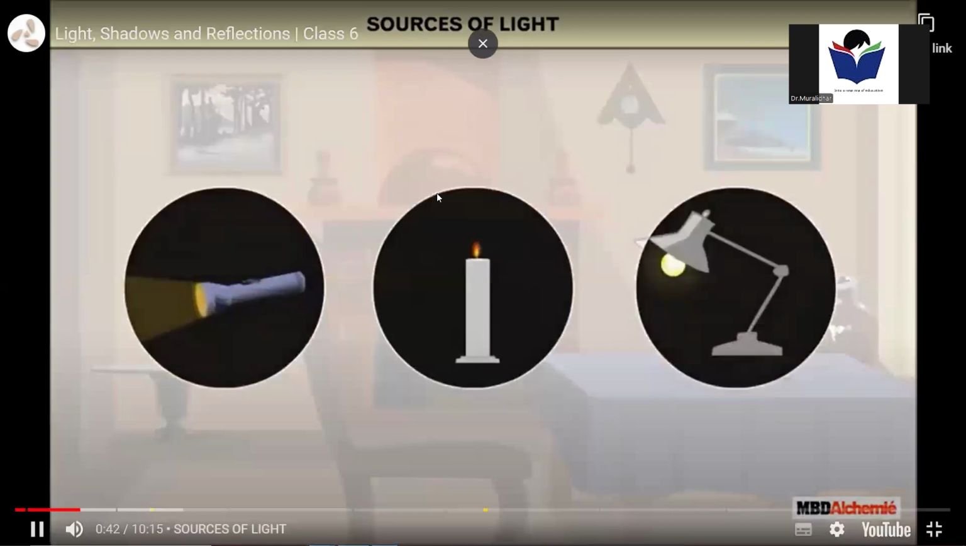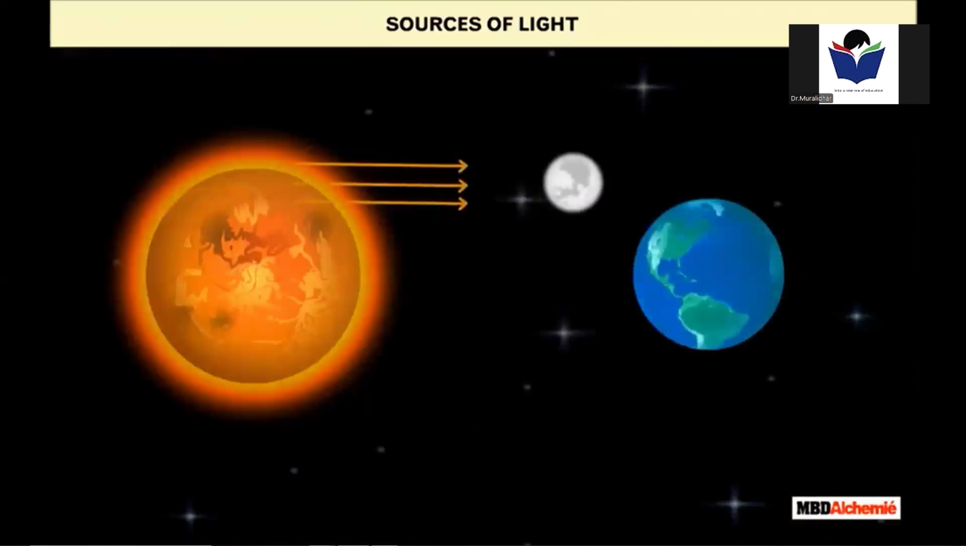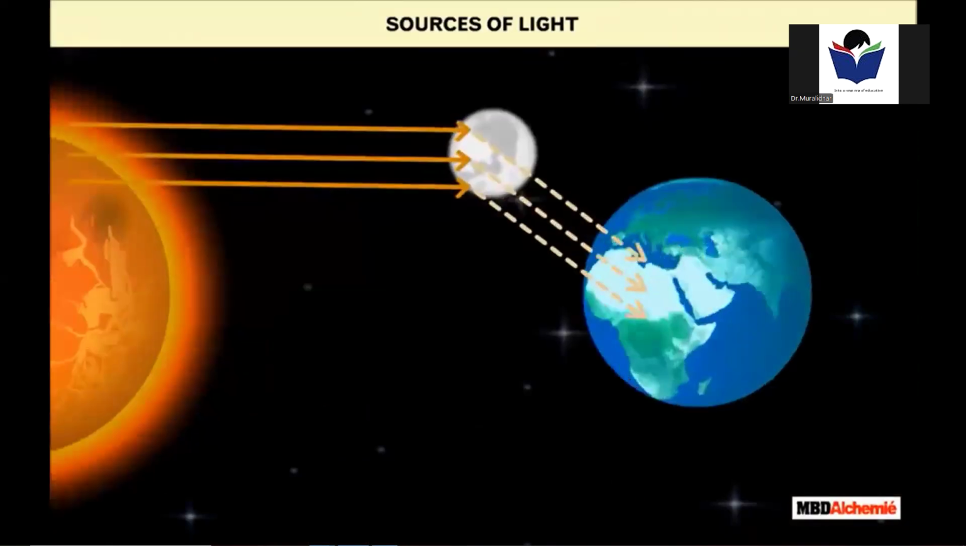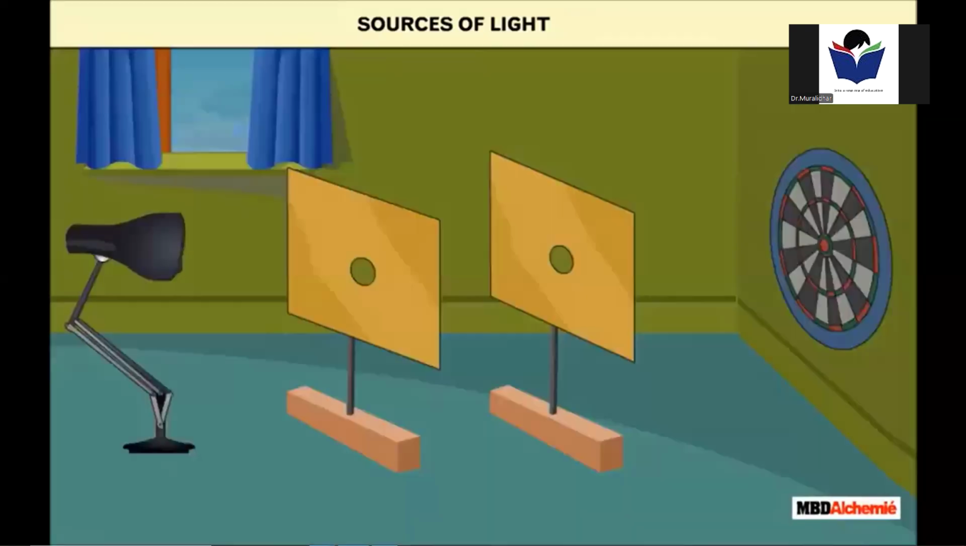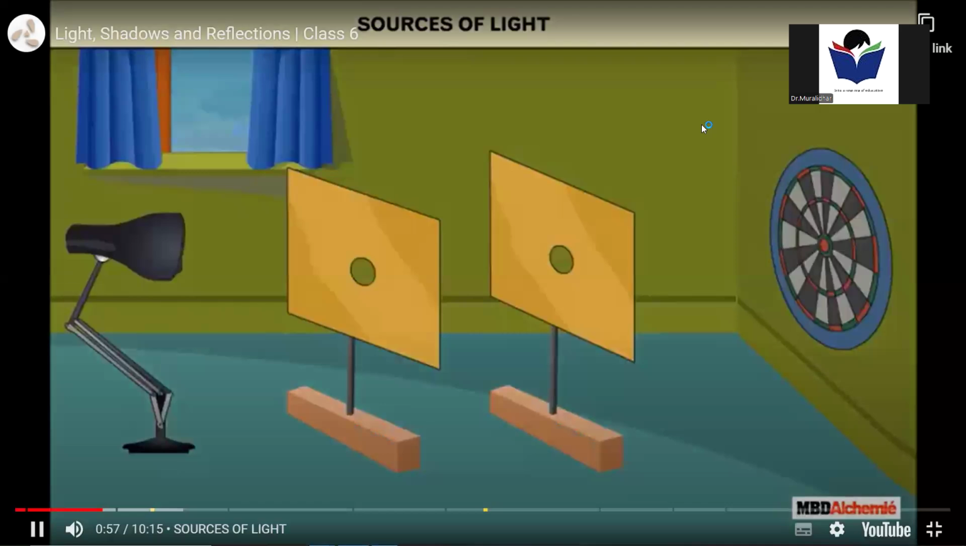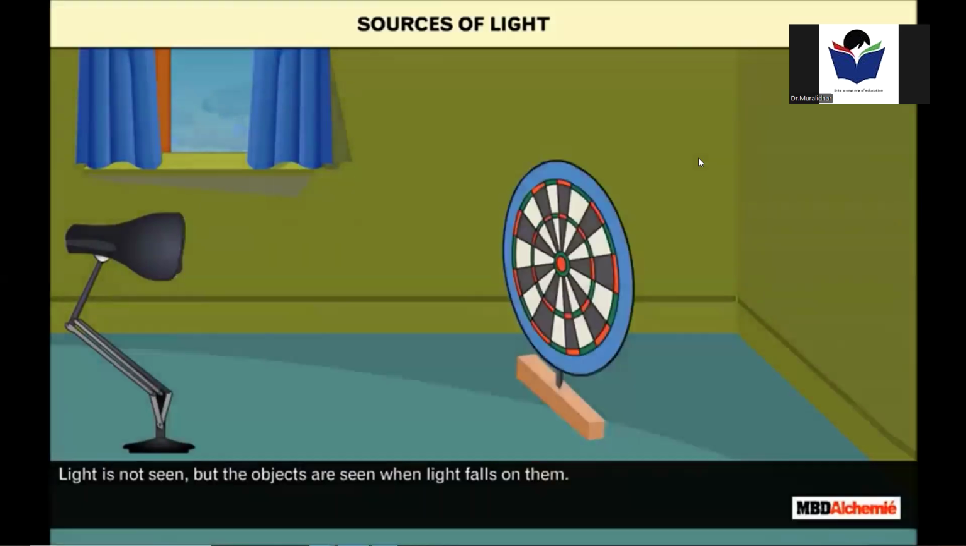Moon is not a natural source of light as it does not produce its own light. The sunlight that falls on it makes it look bright. Let us learn some properties of light. Light travels in a straight direction. Light is not seen, but the objects are seen when light falls on them.